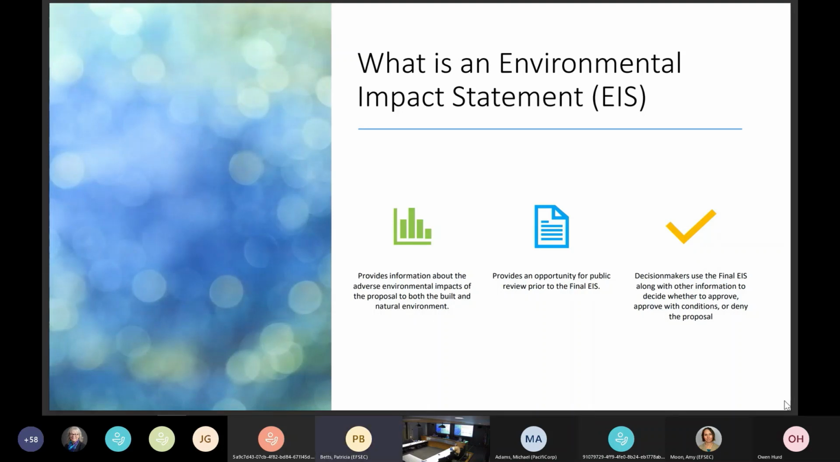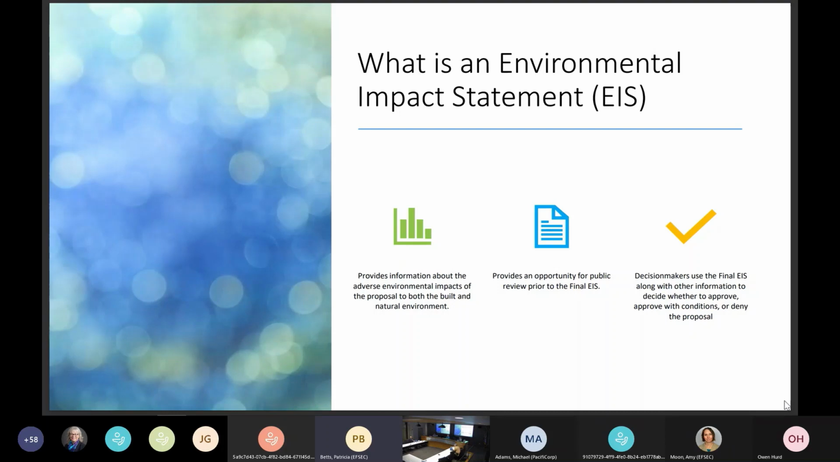An EIS analyzes the adverse environmental impacts of the proposal and identifies mitigation that could reduce those impacts. It also examines any alternatives to the proposal that would meet the objectives of that proposal, but with lower environmental consequences. And it generally does not examine positive environmental impacts of the proposal, except when those positive impacts could be mitigating identified adverse environmental impacts that are in the EIS.